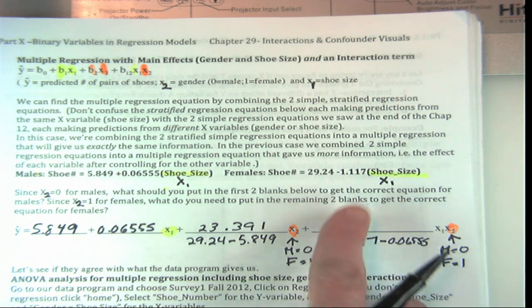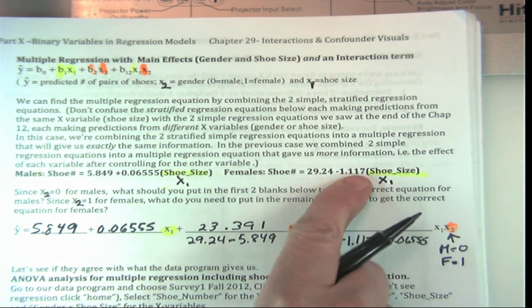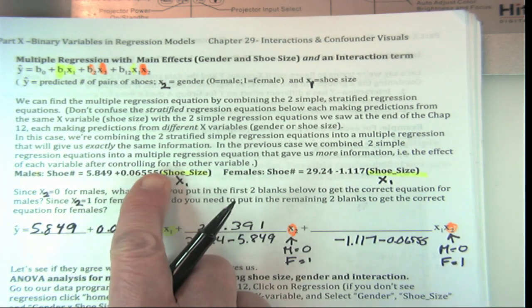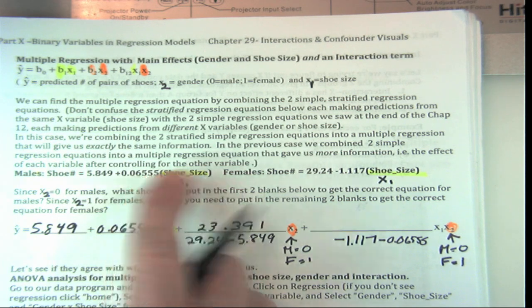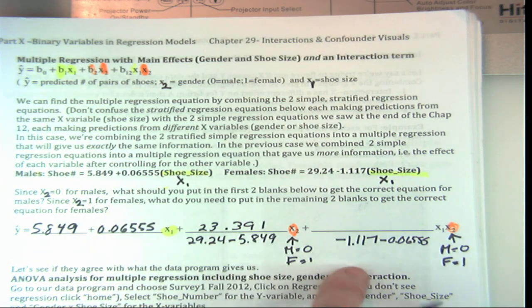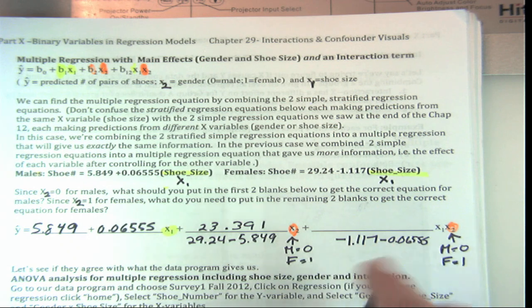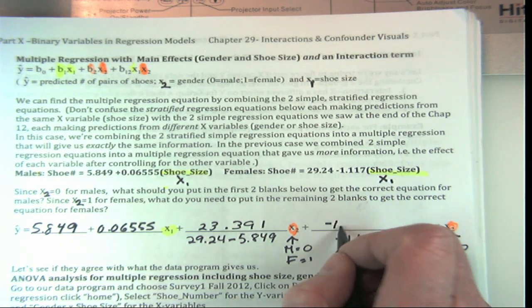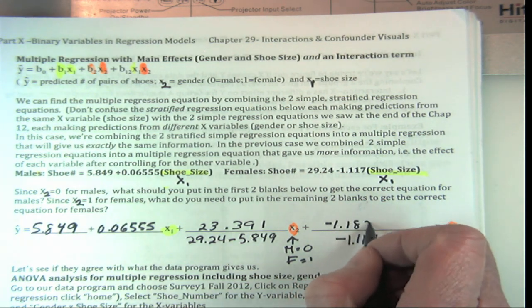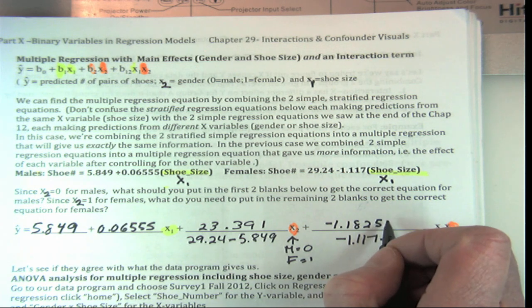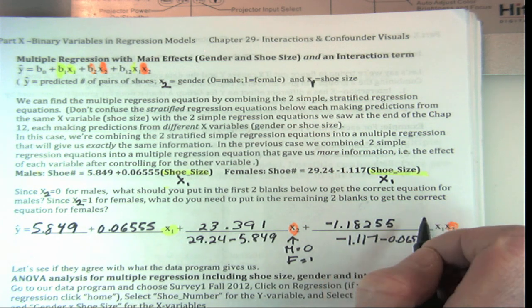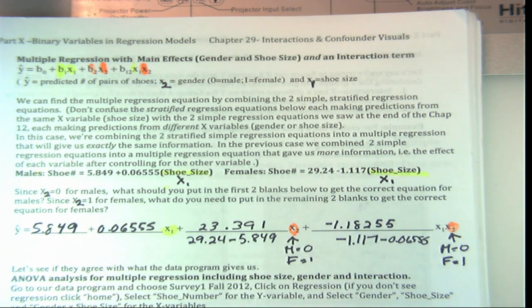So all I'm doing is taking the difference between the female slope here minus the male slope here. And I did the same for the intercepts. So when I did that, I got -1.18255. All right, so that's what we got.